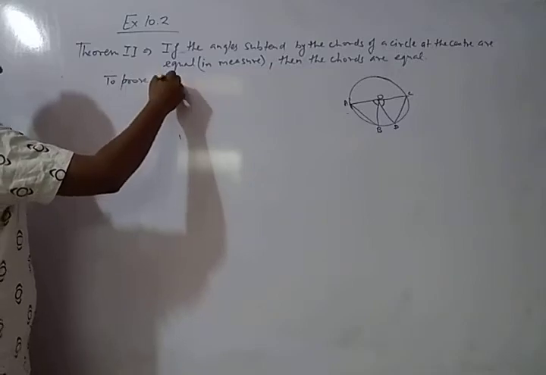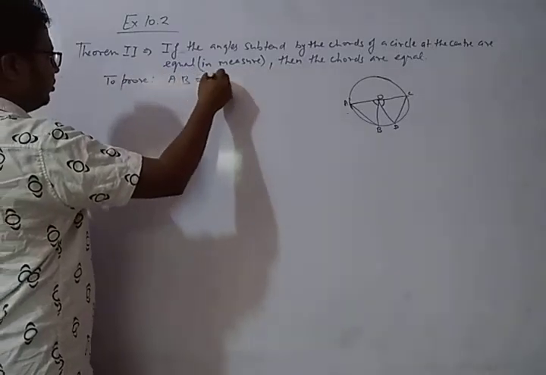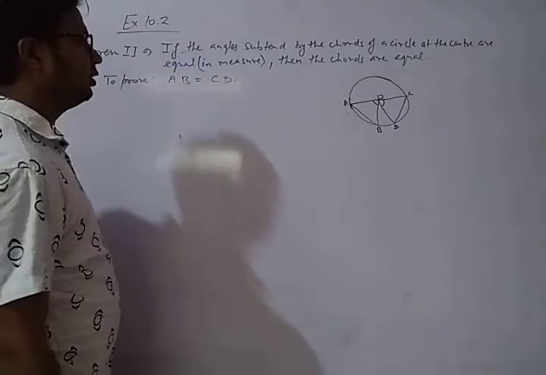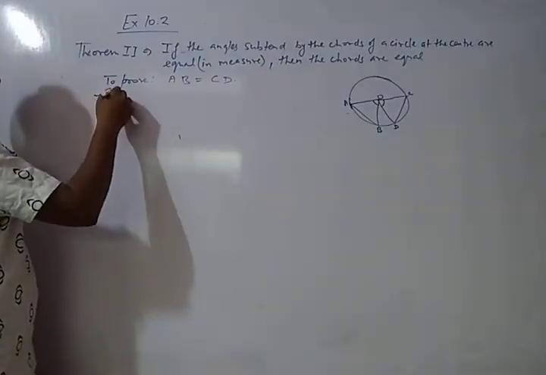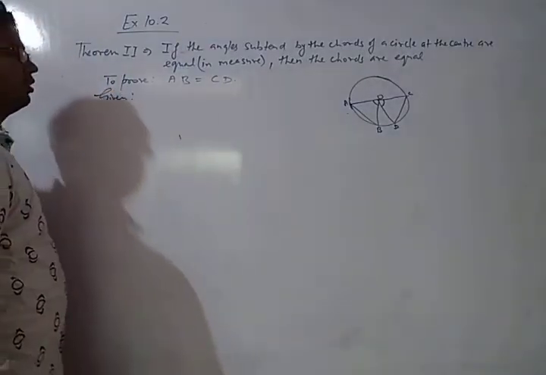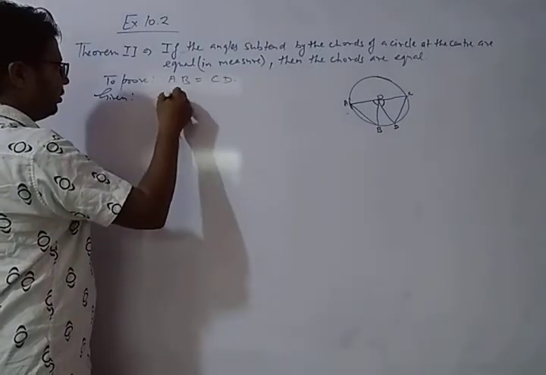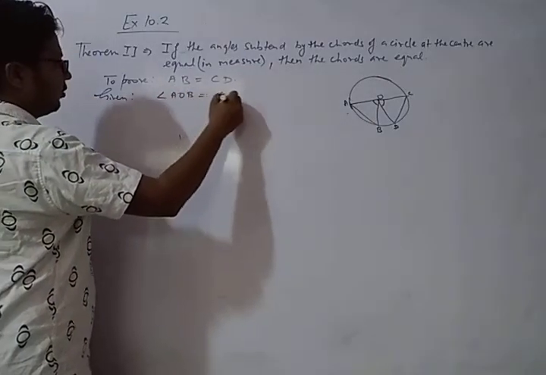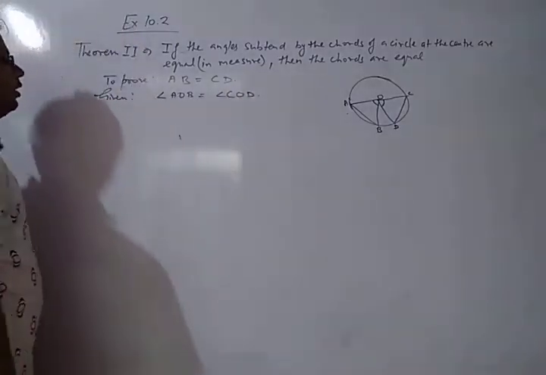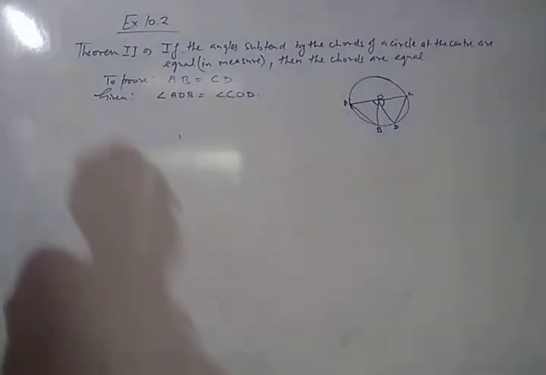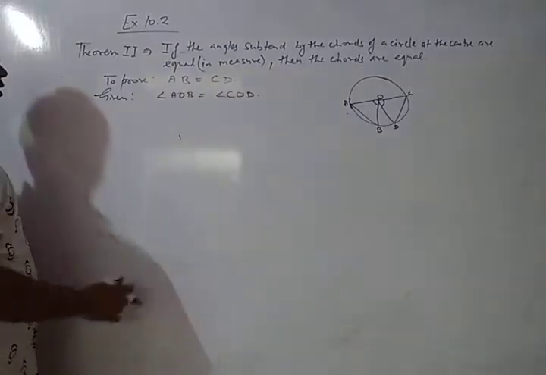To prove: AB is equal to CD. The given thing is angle AOB is equal to angle COD. Now see the proof.